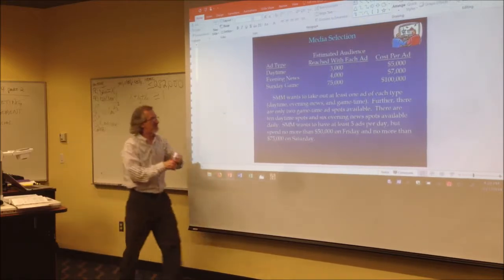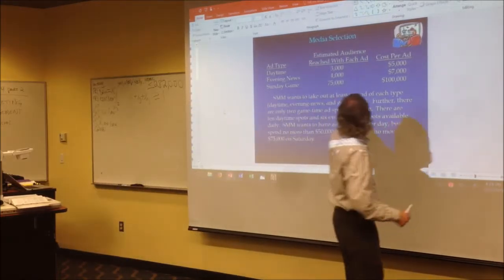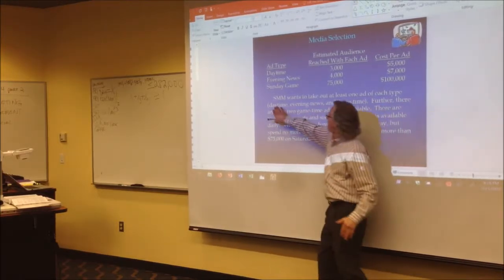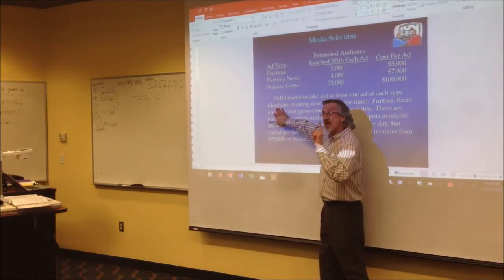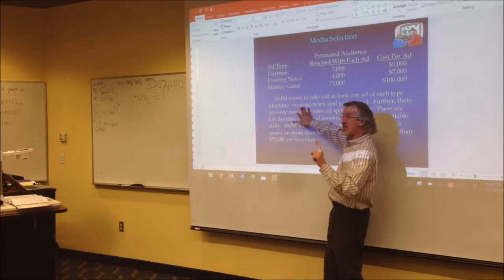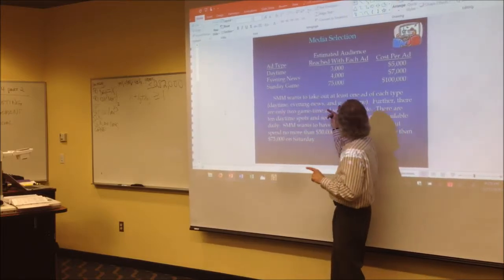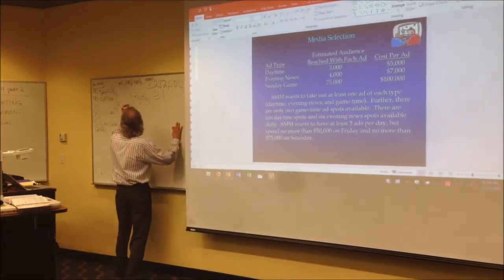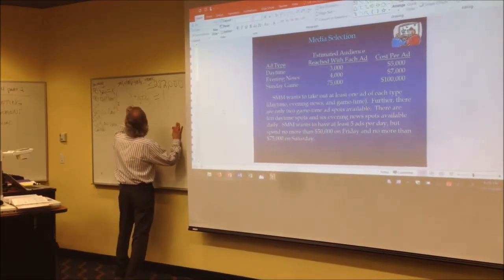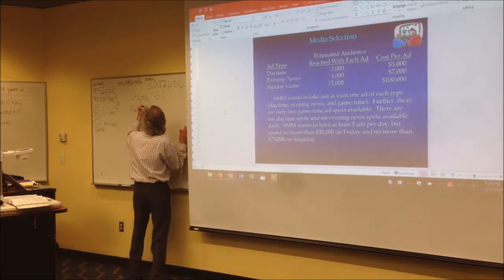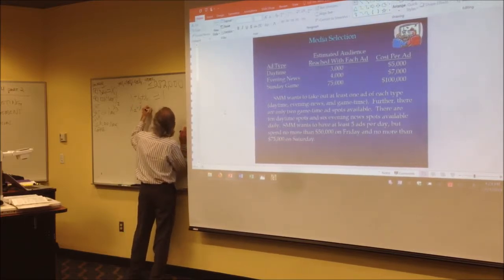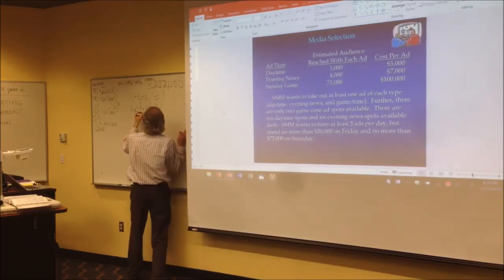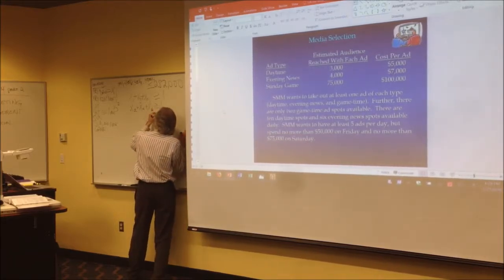Let me read this again. It wants to take out at least one ad of each type. So it doesn't matter if it's Friday, Saturday, Sunday, as long as we have one daytime ad, right? One evening ad at least, and one game time too. Give me the evening ads: X2 plus X4 plus X6 greater than or equal to 1. And now the game time: X7 greater than or equal to 1.